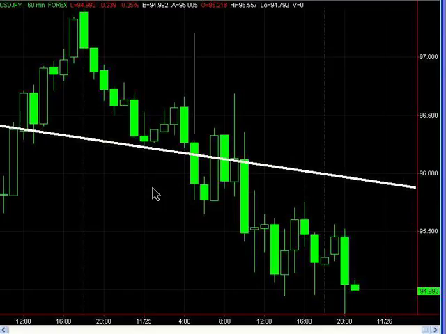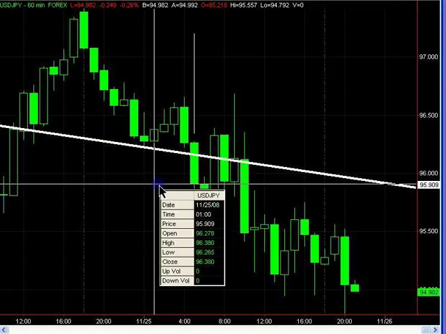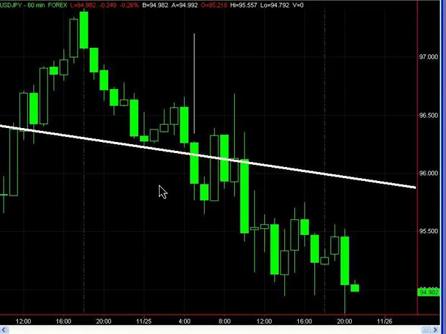My exit was 95.89, and I lost, I believe, about 43 or 44 pips. I think 43.5 pips to be exact. But again, that's what I did, and then I'm just ignoring this line now.